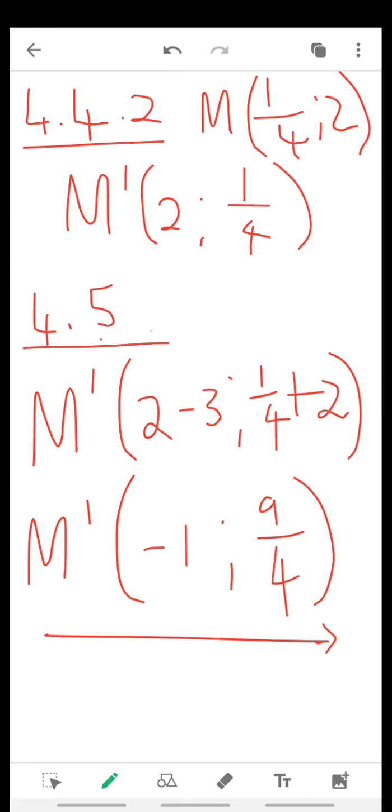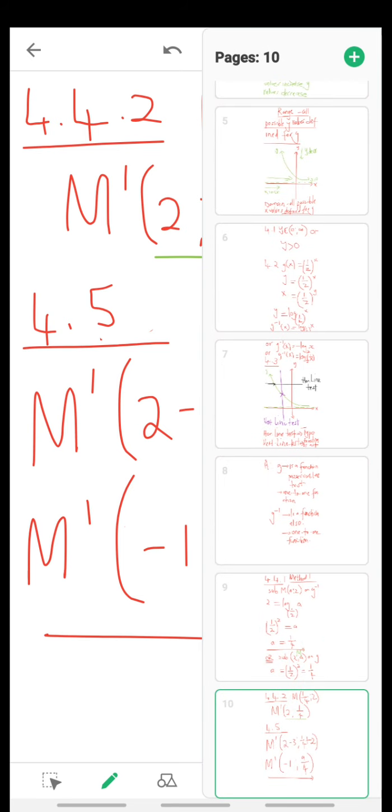So the coordinates of M was A is to 2, but we know now what A is. What is A? It's 1 over 4. So for M, it's 1 over 4 is to 2. Therefore, for the M prime or the M inverse, it will be 2 is to 1 over 4. Okay, well done.